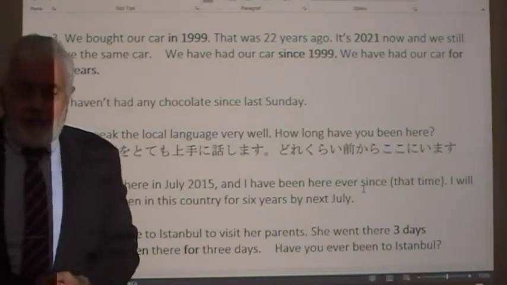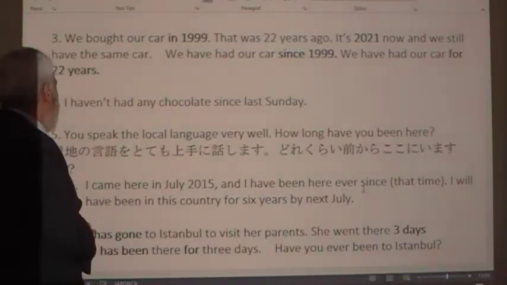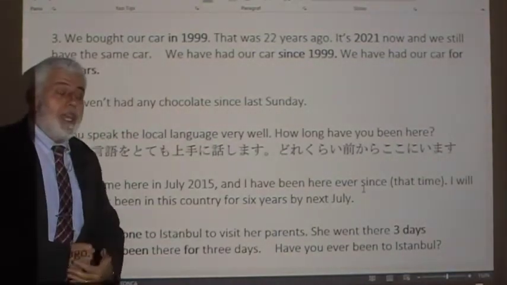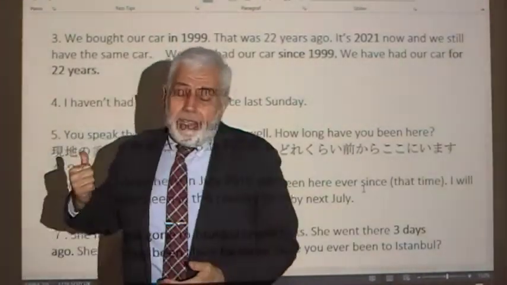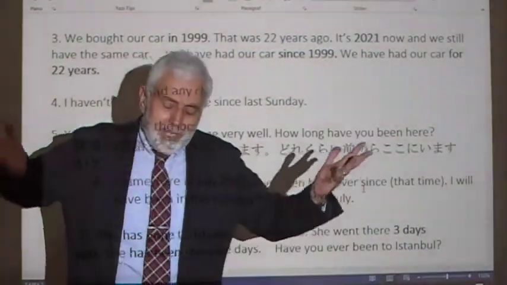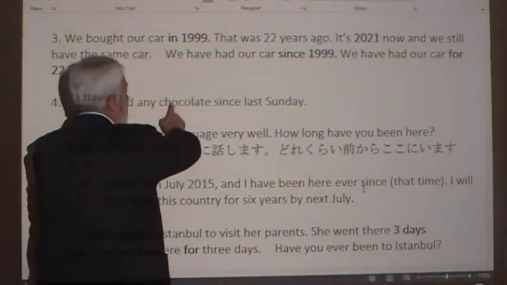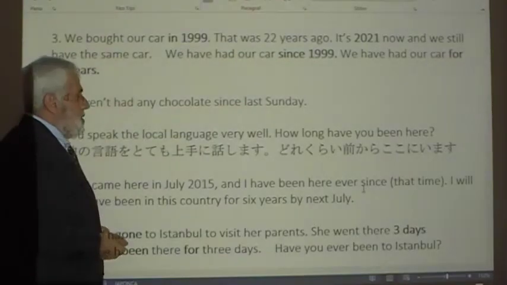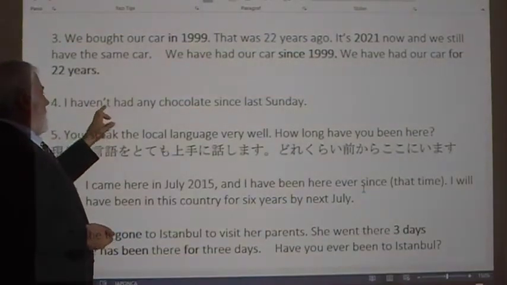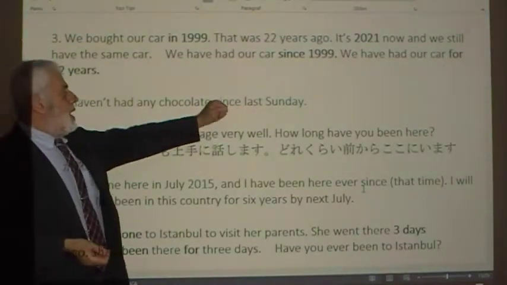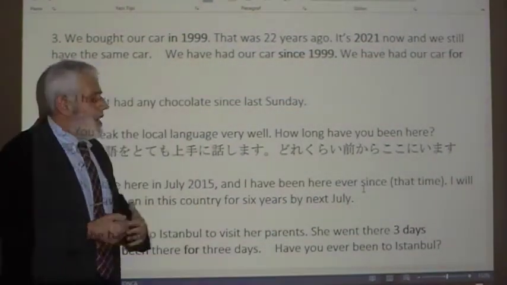Number four. I haven't had any chocolate since last Sunday. 先週末の日曜日から今までにチョコレートを食べていません。So I haven't had chocolate は食べ物。だからこのハードは食べたになります。I haven't had 今まで食べていません。Have not. 食べていません。いつから? Since last Sunday. 何を? チョコレート。So, I haven't had any chocolate since last Sunday.